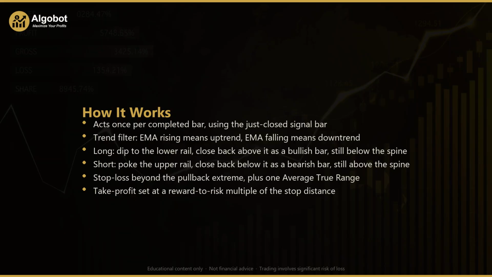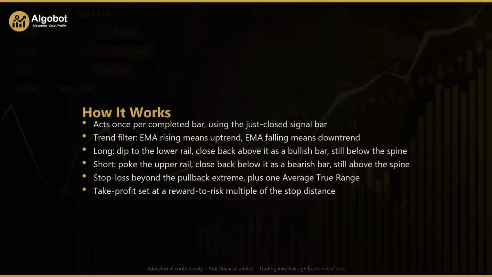The short side is the mirror image. The spine must be falling, confirming a downtrend. The bar's high must poke up into or beyond the upper rail. The bar must then close back below that upper rail as a bearish candle, closing lower than it opened, while still sitting above the spine. That combination is read as a rally that sellers have rejected, and the strategy signals a sell.